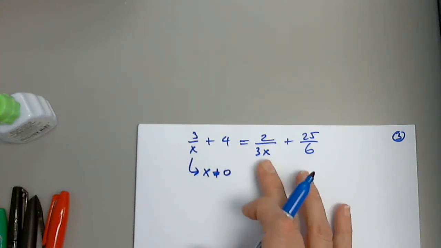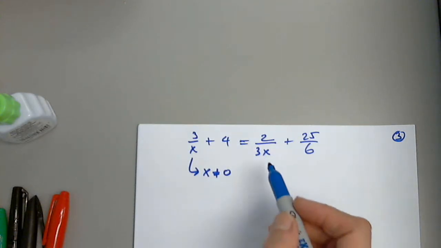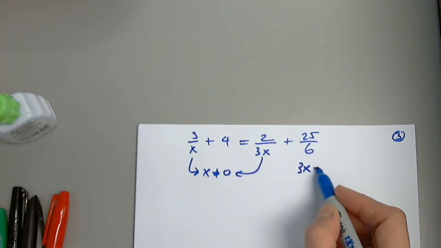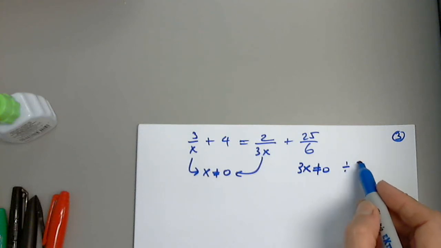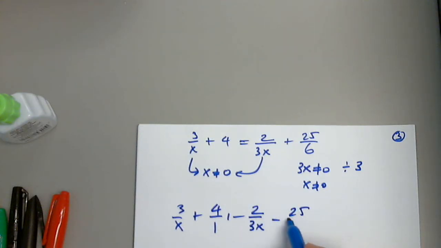Awesome. Here there is nothing else. It's 3 times x. Still the same restriction, because 3 times x does not equal 0. I always simplify dividing by 3 and I get the same thing. Now I will be moving everything to one side: 3 over x plus 4 over 1 minus 2 over 3x minus 25 over 6 equals 0.